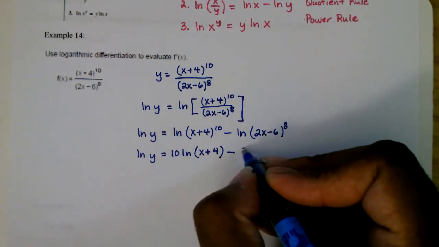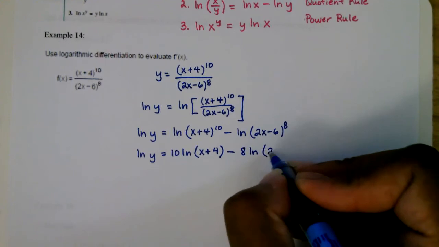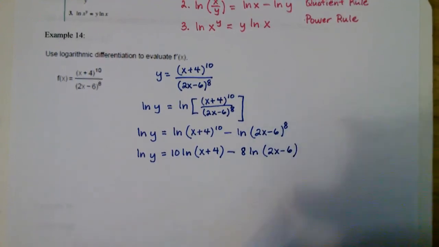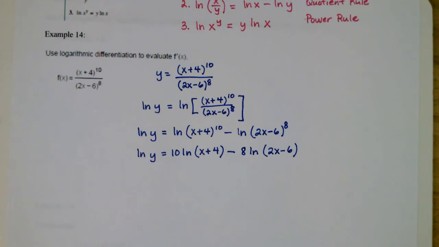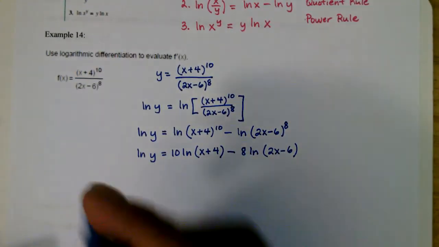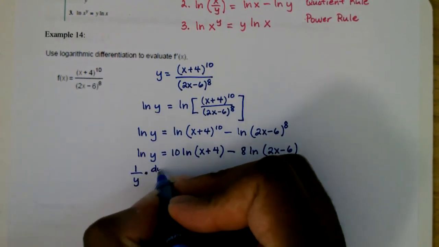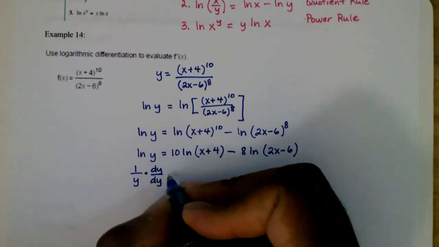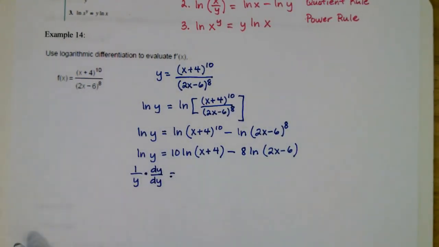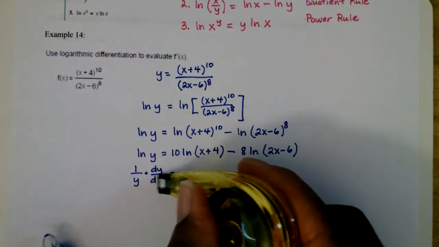Minus, bring the 8 in front of the natural log of 2x minus 6. Again, the parentheses still remain around the 2x minus 6 as well. And now the next step will be to use implicit differentiation on each side of the equation. So now, when I take the derivative of ln of y, that's going to be 1 over y. But of course, since I'm taking the derivative of y, I need to include dy dx. Not dy dy, dy dx.